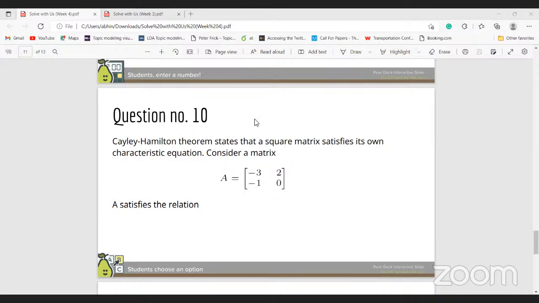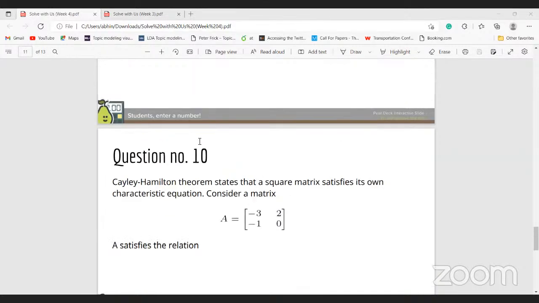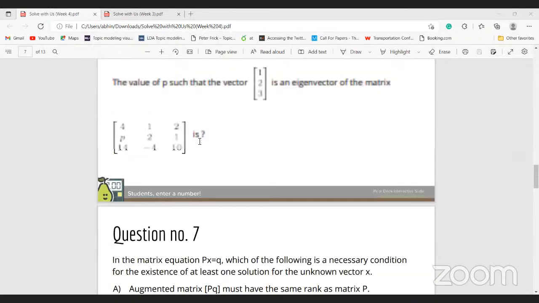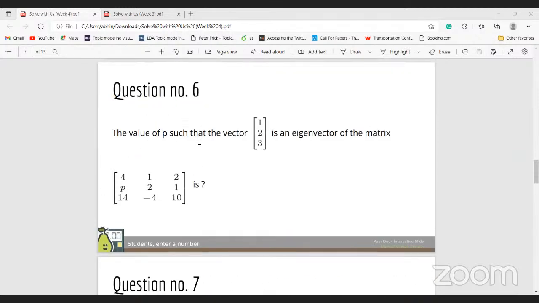Sir, for question number 6, if you could go back. Question number 6. Okay. So when it was said that since by the definition of an eigenvector, it needs to be in the same space and it needs to be scaled, that way of solving, that it needs to be part of the column space, should also work, right?